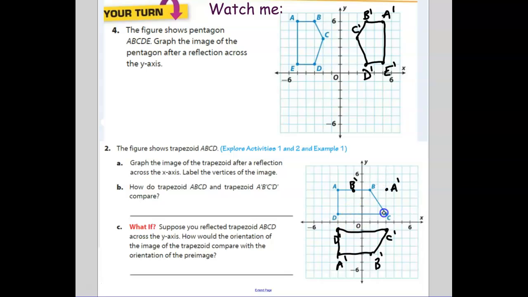And then D is 3 away, so I'm going to put D prime over here. And C is 3 away, so I'm going to put C prime over here. I'm going to connect my dots, not all that carefully. Boom, and there we go. So it's okay, you can actually reflect them and have them overlap on each other too. Okay, but again, it's the same size, same shape, but my orientation is different. Like this one, the point's going to the left, whereas my pre-image, the point was going to the right.